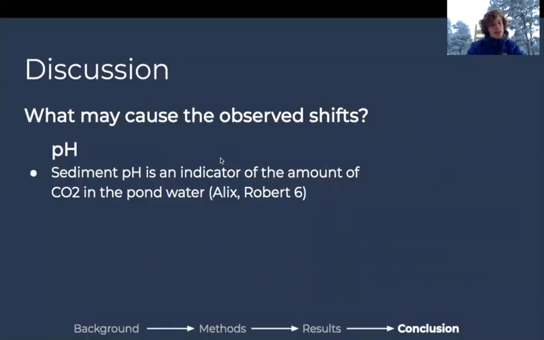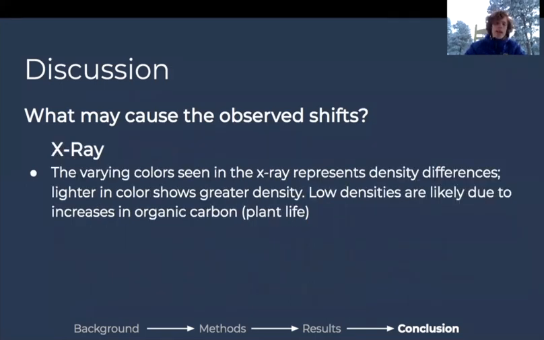Then with pH, we are able to see a decrease of pH in those final centimeters. As I said in the very beginning, when pH decreases, the amount of CO2 increases because when CO2 increases, it makes the water more acidic. So this indicates that during that time period of all the houses being built, the amount of CO2 increased. Then finally with the X-ray, as I was saying, when the density decreases, it makes it darker, as we saw in the X-ray, and that means that there's more plant life or organic carbon. So more plants were growing when houses started coming in.